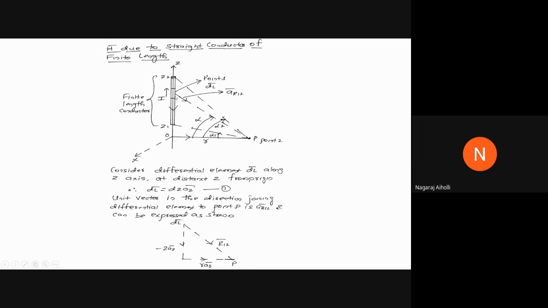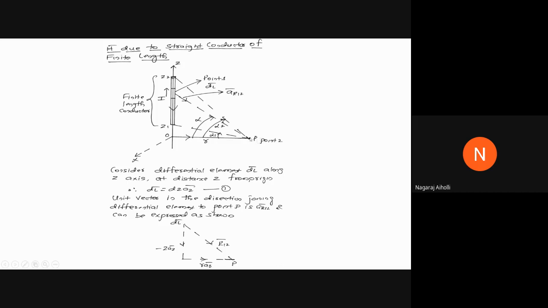We are considering a finite length conductor. Previously we considered the infinitely long straight conductor whose range is from minus infinity to plus infinity. Now we are considering a finite conductor whose length is finite. Consider the finite length straight conductor along the z-axis, varying from z1 to z2. Consider an elemental length I dl bar along this z-axis. The point P, at which we are finding the magnetic field intensity, is at a distance of small r from the origin.